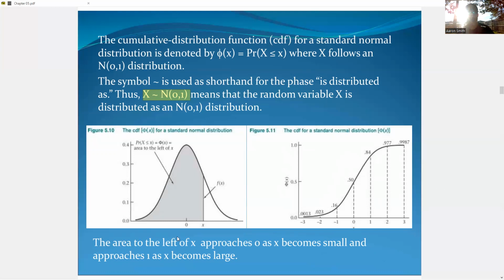Now the area to the left goes to 0 as x gets smaller and smaller, and the area gets close to 1 as x gets larger and larger. So as my x value goes to the left, this curve is going to get closer and closer to 0. As I go to the right of the x value, probabilities add up to 1. So this is going to go higher and higher, and it's going to get closer and closer to 1. It never reaches 1. It never reaches 0, but it gets super, super close.